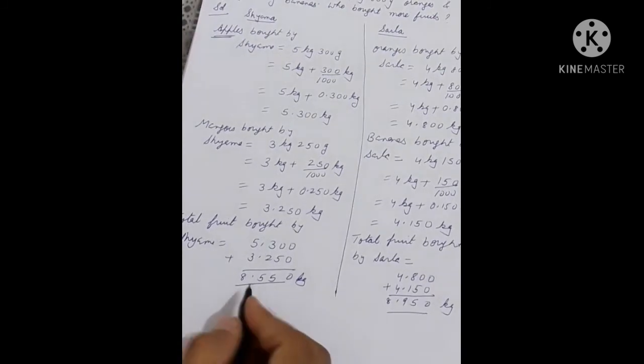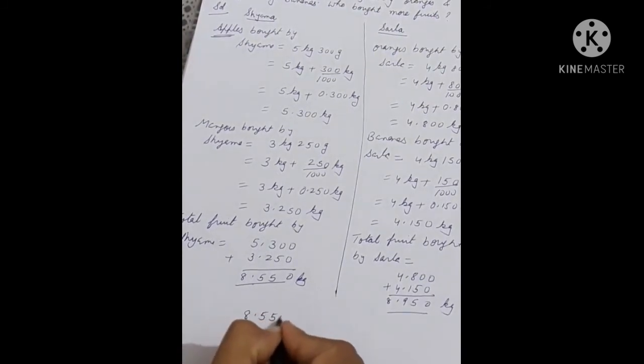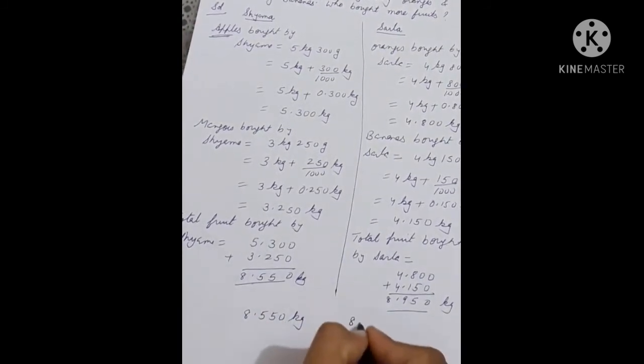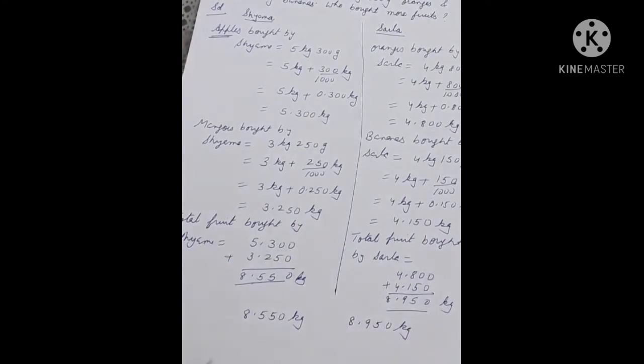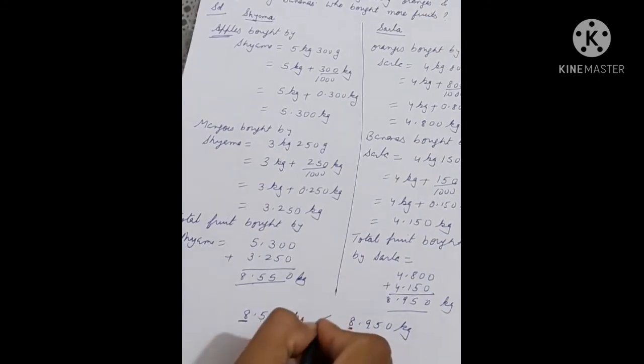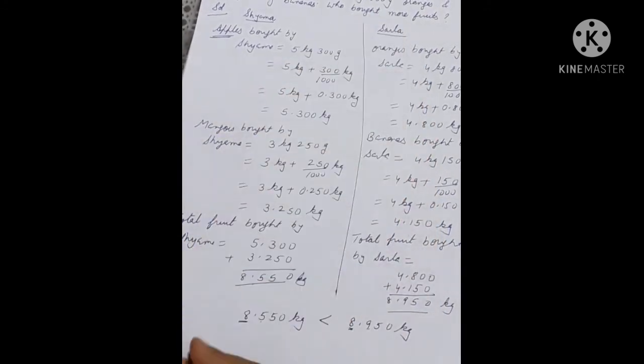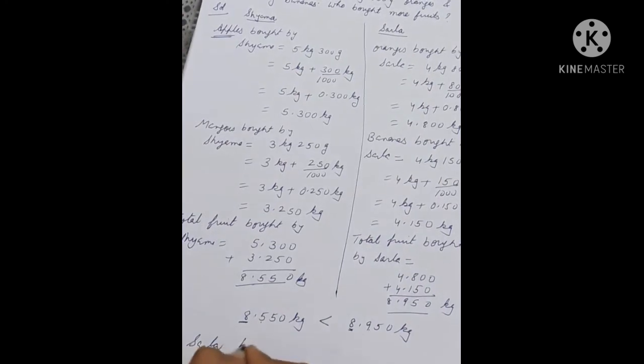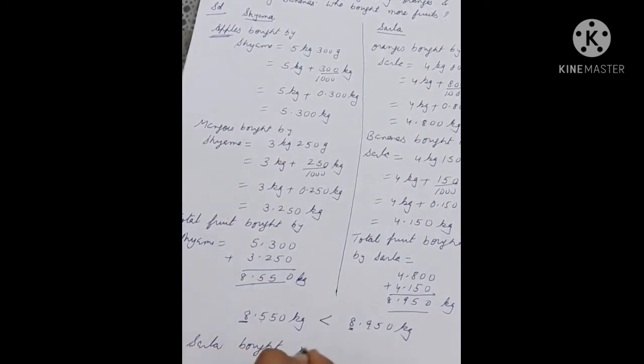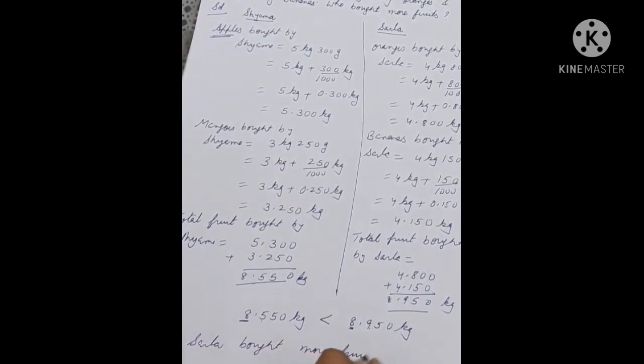So comparison: is 8.550 kilograms more or is 8.950 kilograms more? As I told you, in comparison first you look at the whole number part. Here it is 8, here it is 8. After the decimal, the first digit is 5 here and the first digit is 9 here. So this is greater. This means Sarla bought more fruits.